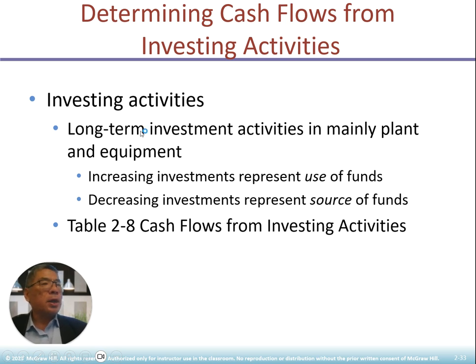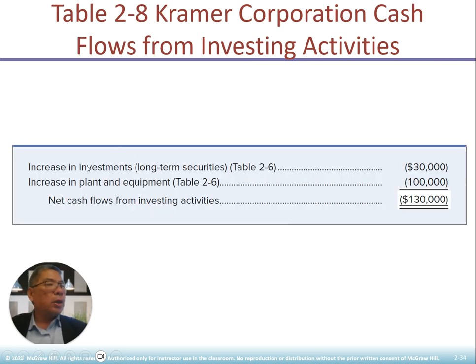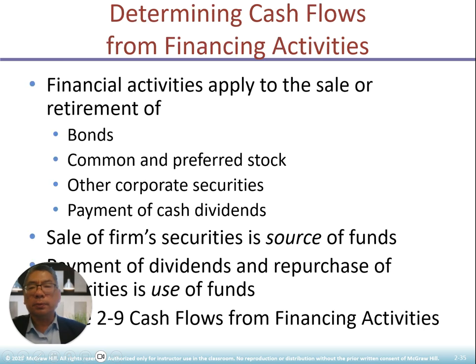So look at the determination of cash flow from investing activities. From this, you have long-term investment activity, mainly plant and equipment, such as an increase in investment and a decrease in investment, which is a source of funds. Increase in investment, you got 30,000. Increase in plant, minus 100,000. Total net cash outflow for investing activities is 130,000.